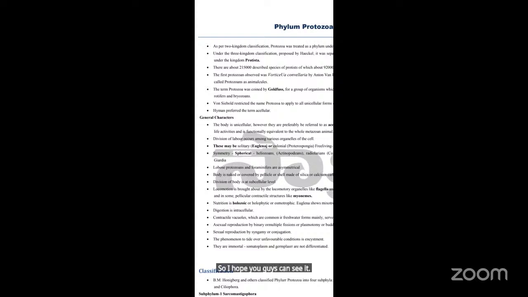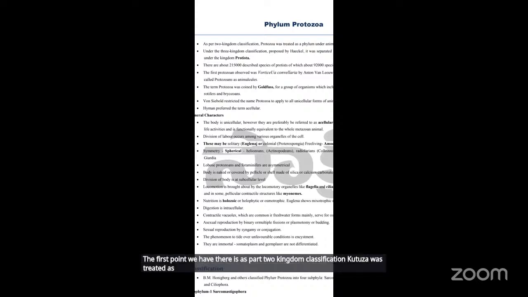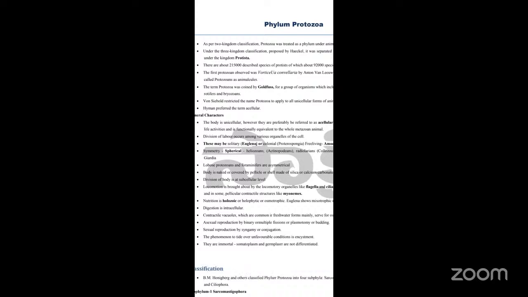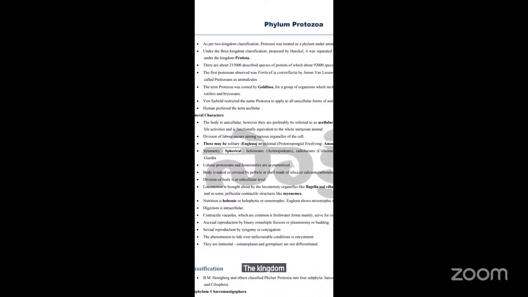So the first point we have there says as per two kingdom classification, Protozoa was treated as a phylum under the animal kingdom. It was a phylum itself. We have kingdom, phylum, class, order, family, genus, and species. Before it was arranged properly, it was taken as a phylum on its own, that is phylum Protozoa. But after further classification, it was put under the kingdom Protista using the three kingdom classification proposed by Haeckel.